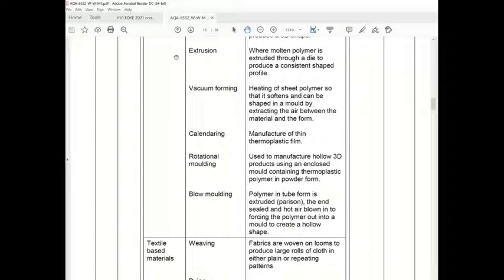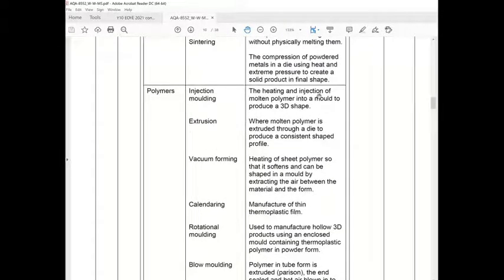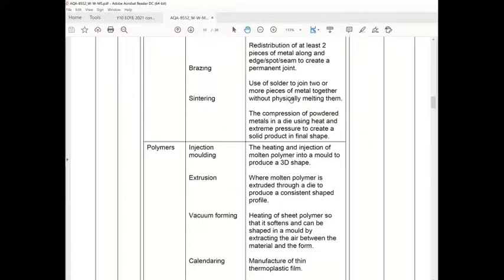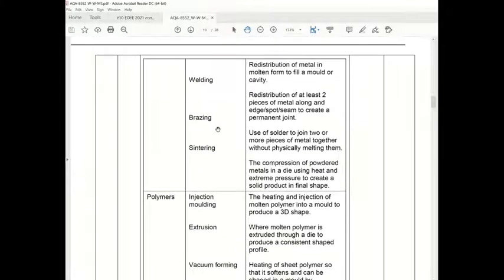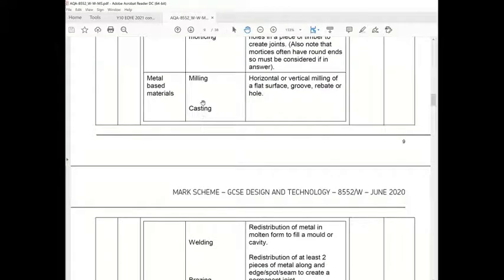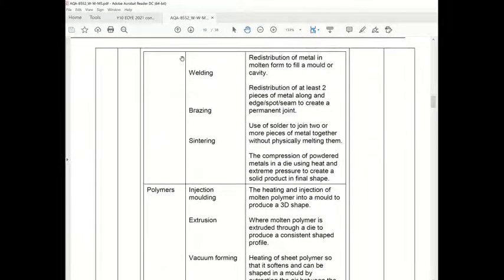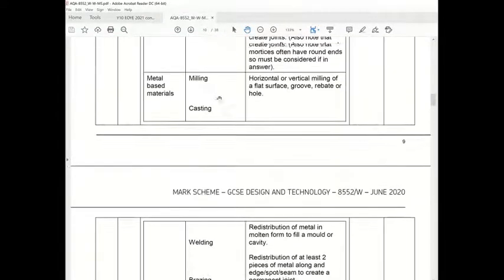Vac forming is a great one to learn, really simple as well. Injection molding often comes up, it's a really good one to learn. Sintering never comes up, brazing never comes up, welding very rarely. Casting does come up, but casting has a lot of similarities to things like injection molding, so it's really good to understand that process.